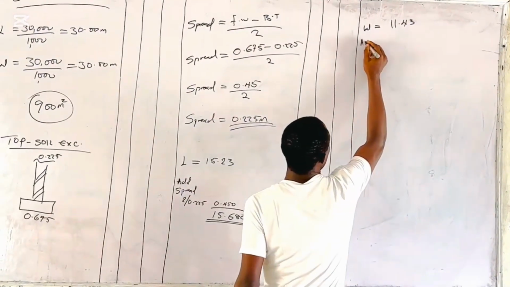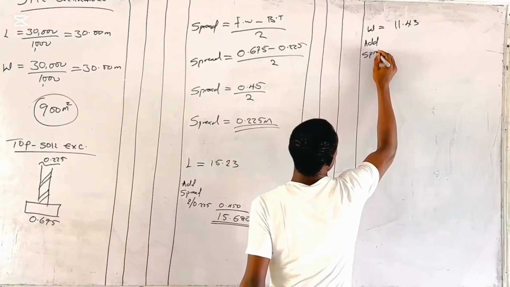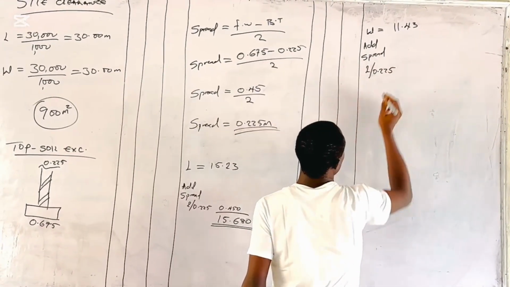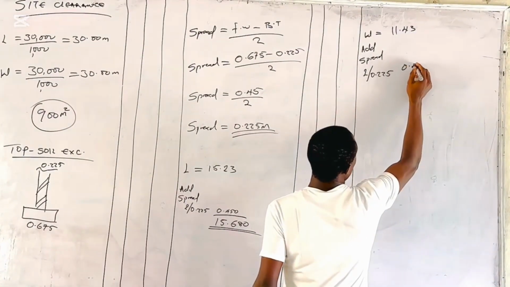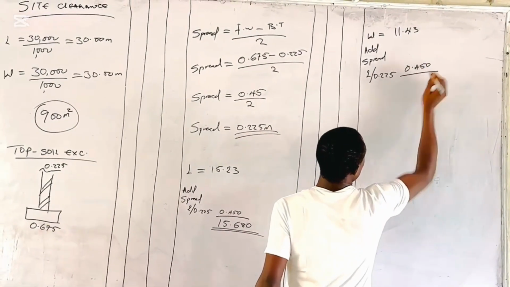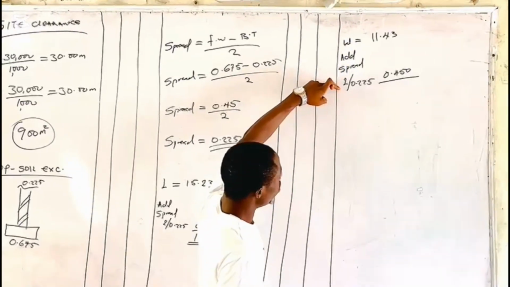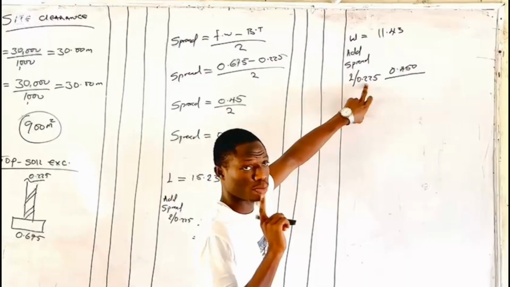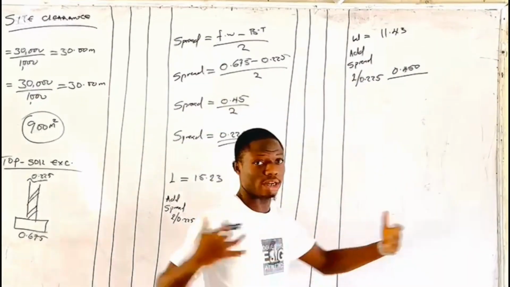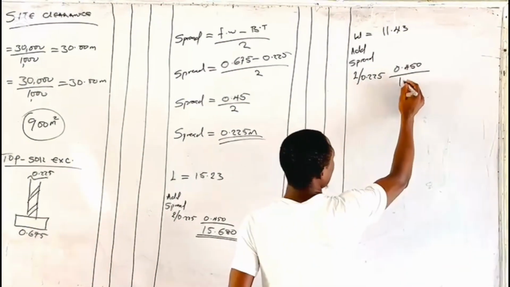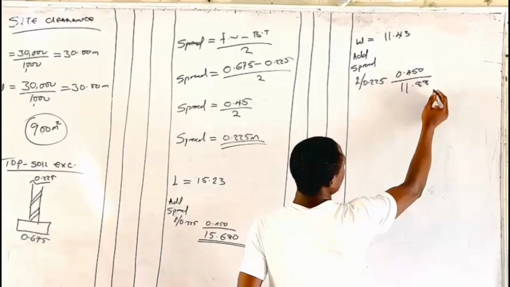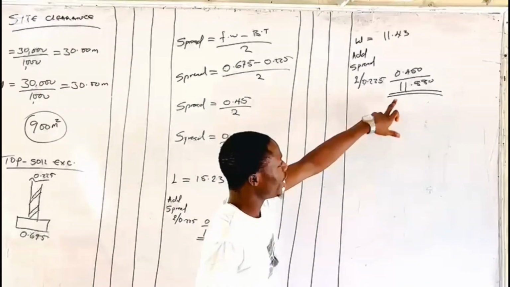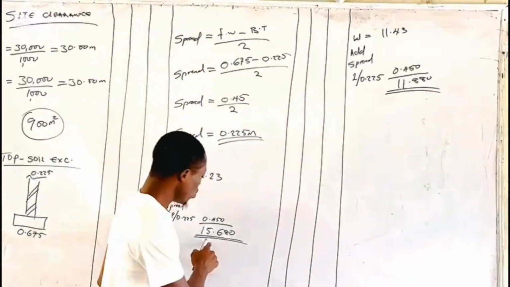And then you also want to add spread to it. 2 by 0.225. That gives you 0.450. Now add spread 2 by 0.225. That is the value of our spread. The 0.225 is the value of our spread. So by 2, that's both sides of the width. Now that gives us what? 11.880. Now we've gotten a new width and also a new length.